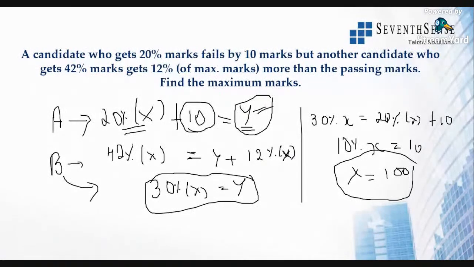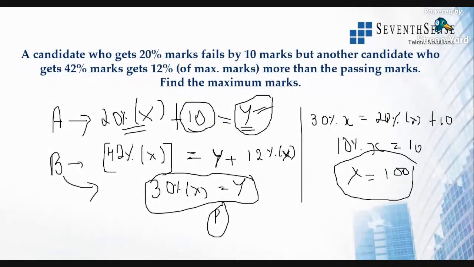Now, from the first condition, we got to know. The second condition is the candidate who gets 42% of the total marks gets 12% of the maximum marks more than the passing marks. Now we know passing marks is Y, right? So he gets 12% more than the passing marks. That becomes Y plus 12% of the maximum marks. So in this, we'll get to know the passing marks is 30% of X, right?